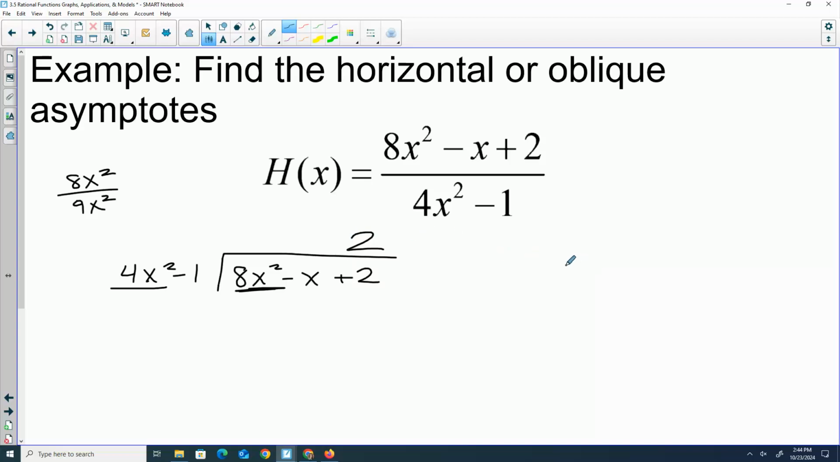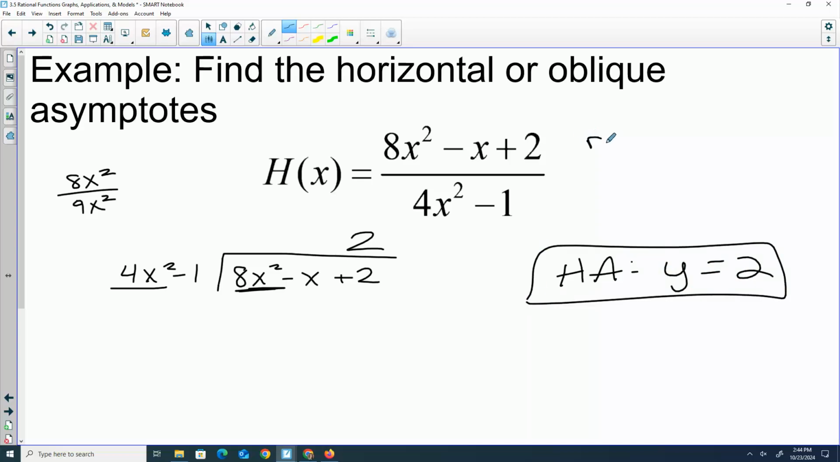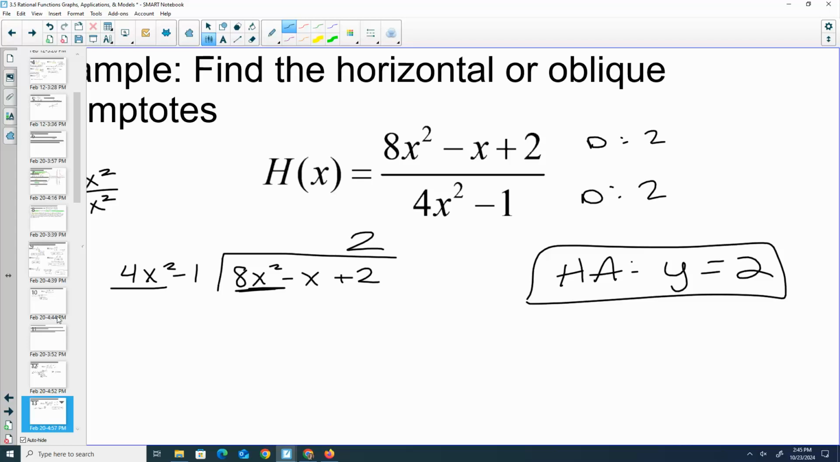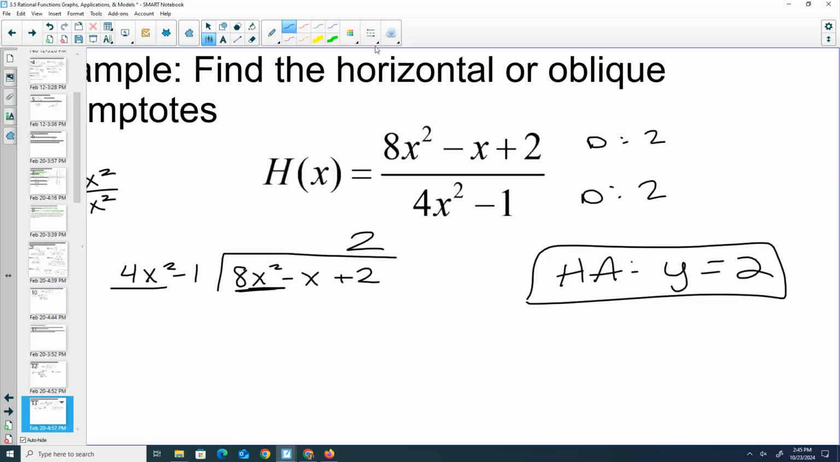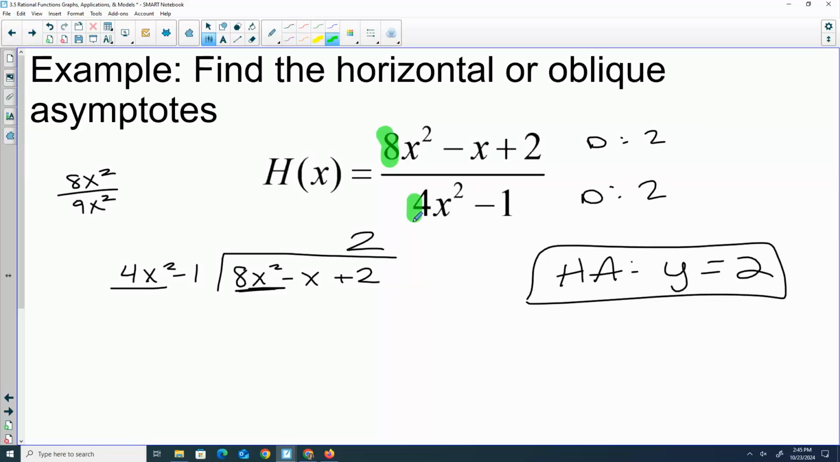If it's just y equals a number, that is a horizontal. Y equals 2. What was the degree of the top? 2. The bottom? 2. So we've kind of seen all of our rules here. If you're looking in the book, it just tells you these are the rules. Anytime the degree on top is smaller, it's automatically y equals 0, which we found. If it's the same degree on top and bottom, all you really have to do is divide these leading coefficients. 8 divided by 4 is 2.